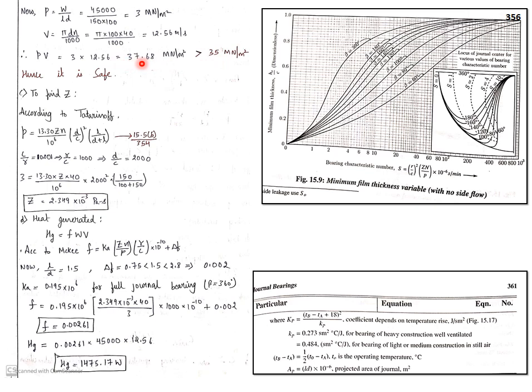So the calculated value is always greater than 0.001. L by D is 0.6 to 1.5. These are the certain set of values which we use to find Z. According to Tatarinoff equation, L by D you can find here as 1.5. So we shall take the higher value, that is 1.5. We know P, and L by D is 1.5. We know the value of D.